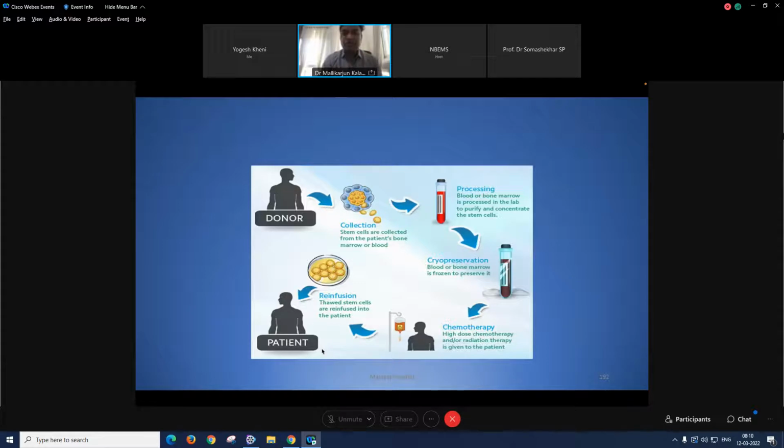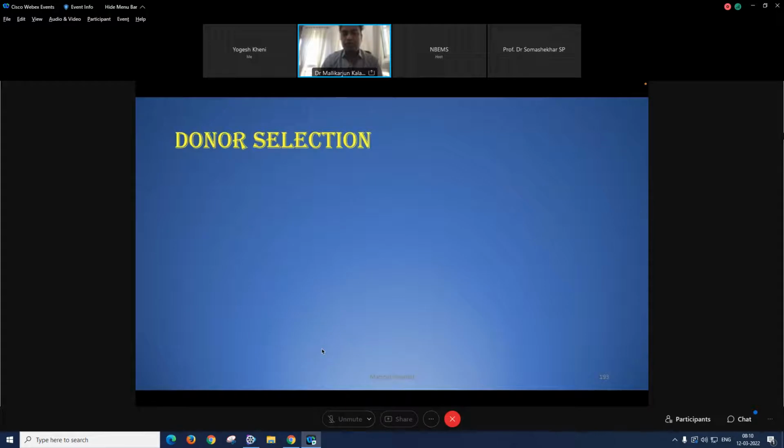So here, what we do is, a patient who has a disease, again, we try to treat and keep the disease in remission, and then give them conditioning therapy, collect the stem cells from the donor, and then infuse them to repopulate the bone marrow.